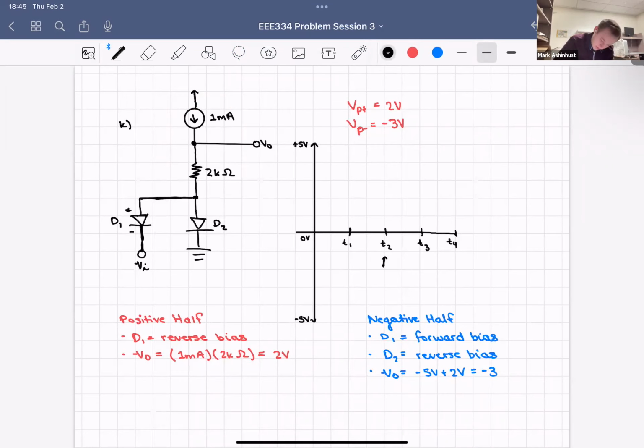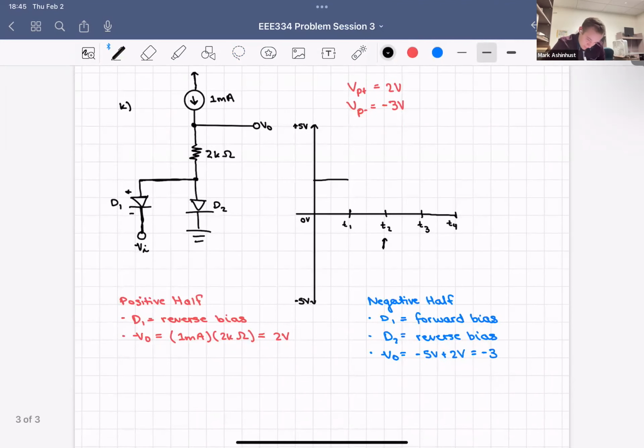So from here, we're going to have that 2 volts, and then it's going to come down with a max of -3, which would be here. And that's what it'll be looking like. This one is a little different, and this is why I went over this one, because this one has a bit extra added into it.